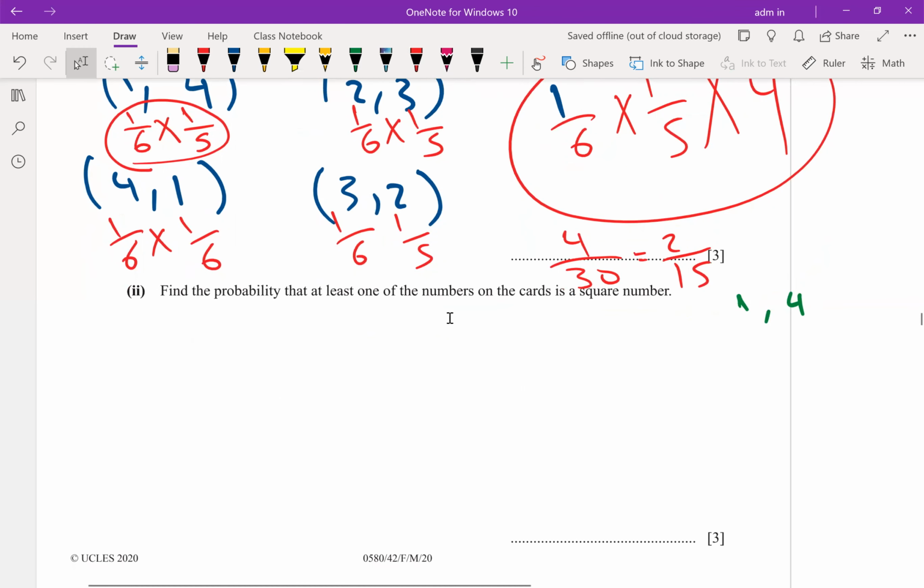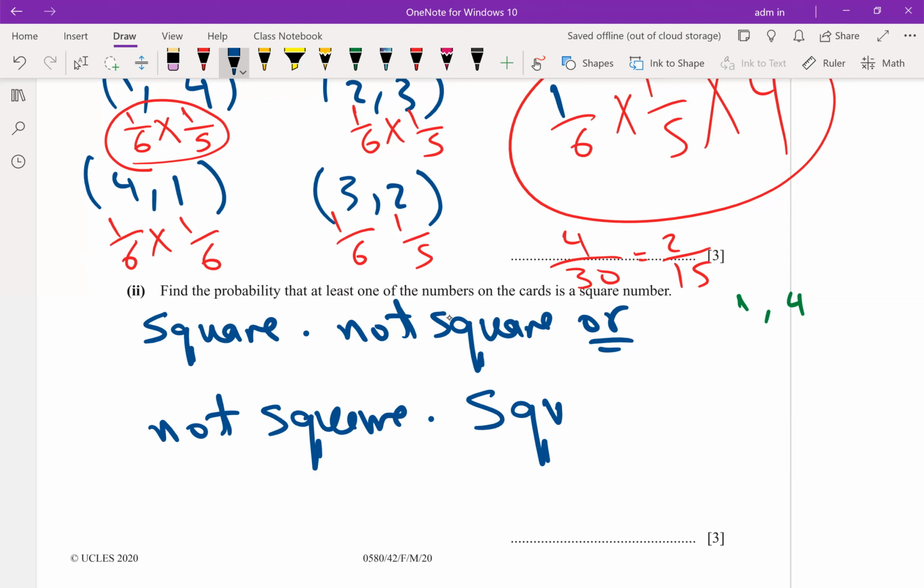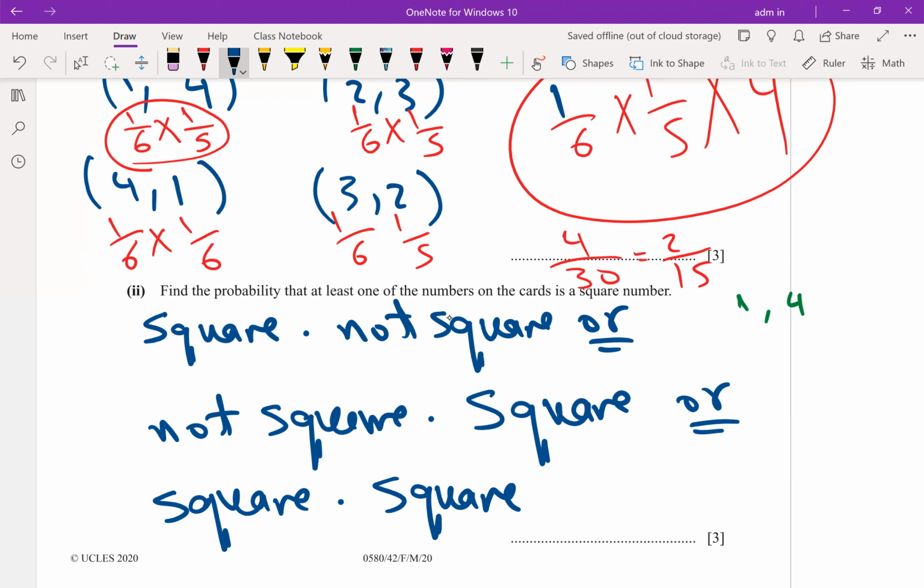Find the probability that at least one of them is a square. So you can take the first one to be a square, but the second one is not a square. Or the first one is not a square, but the second one is a square. Or the first is a square and the second is a square. How many cases? Let's now write the probabilities of each.